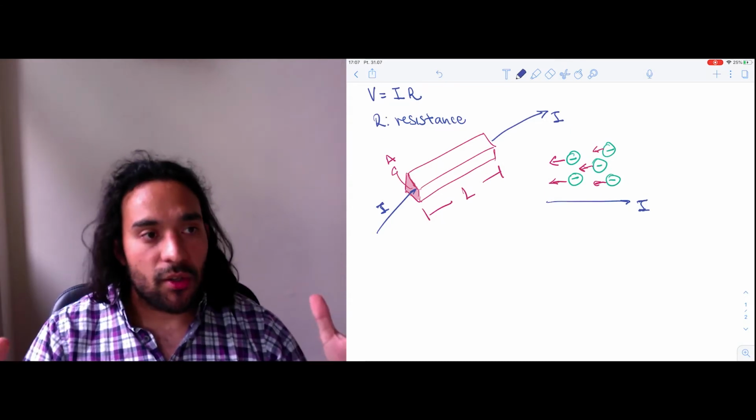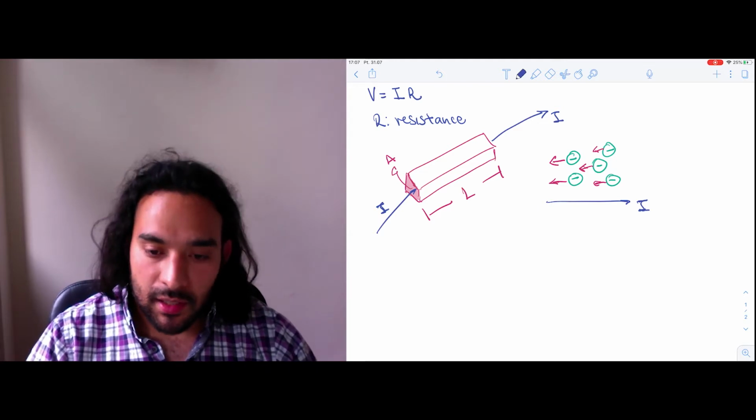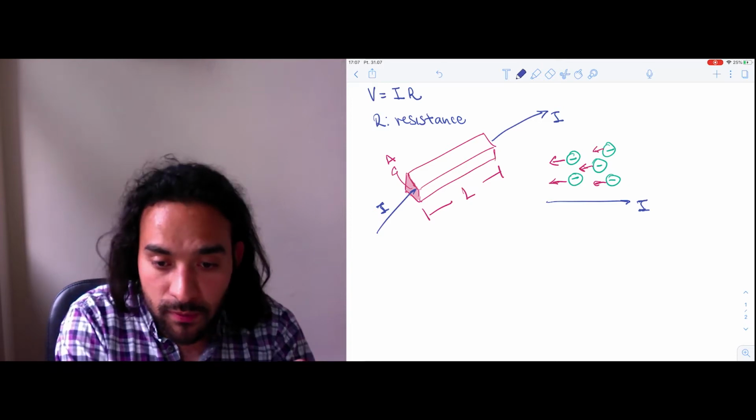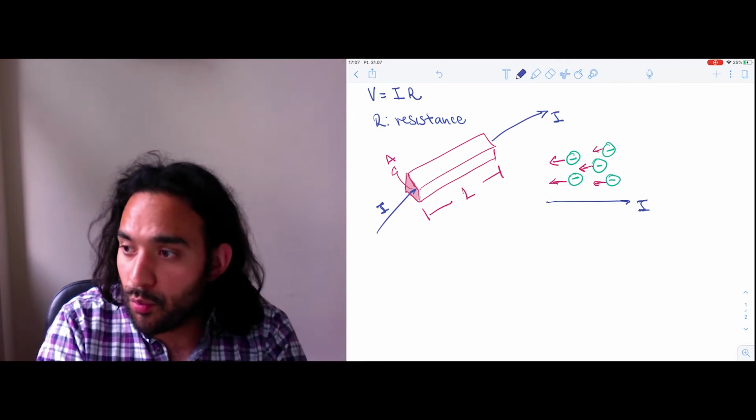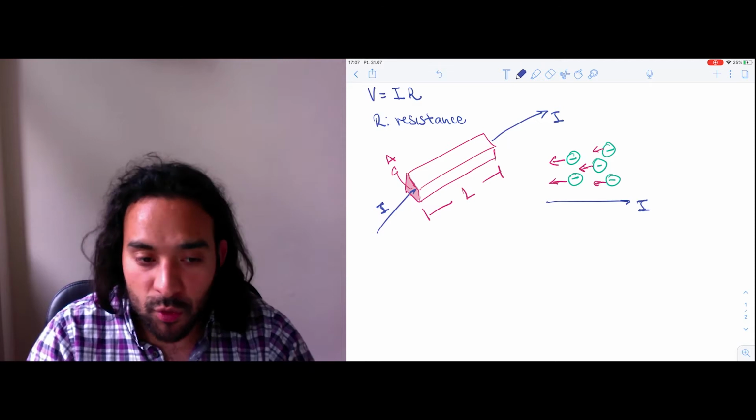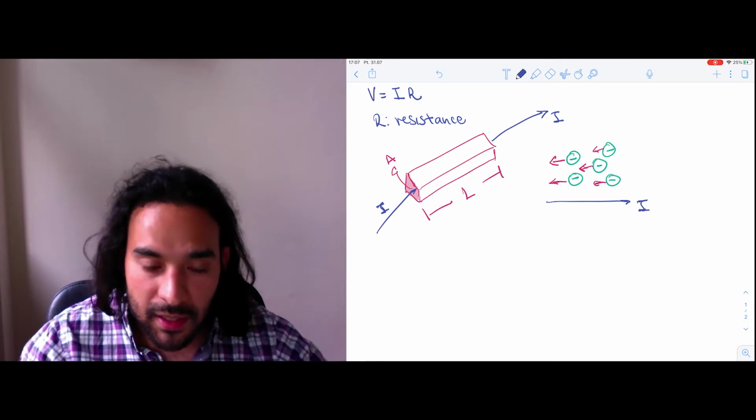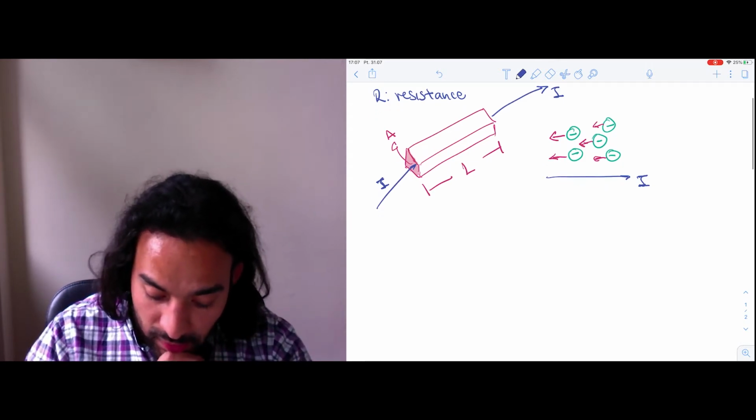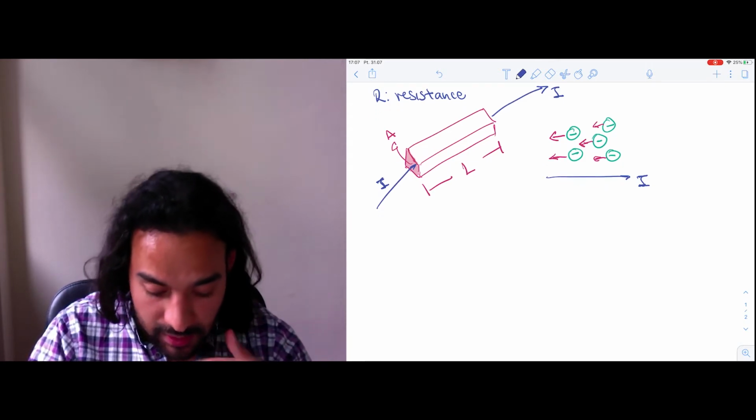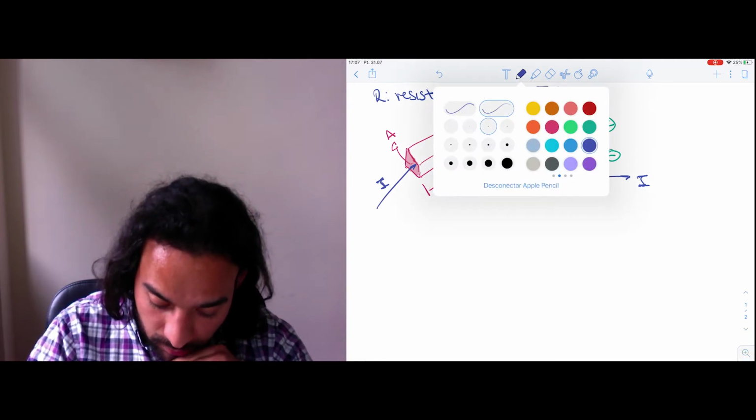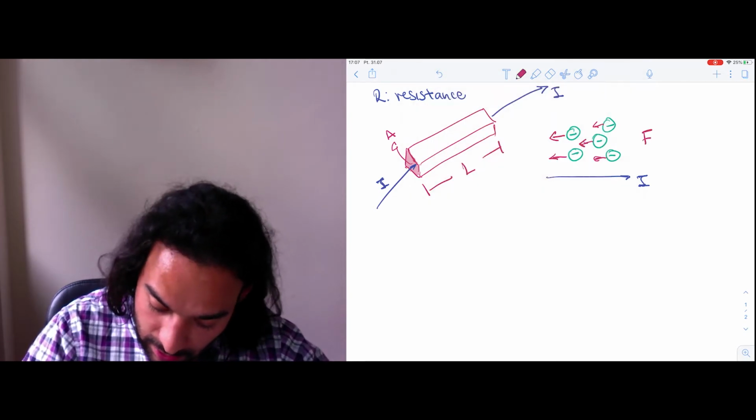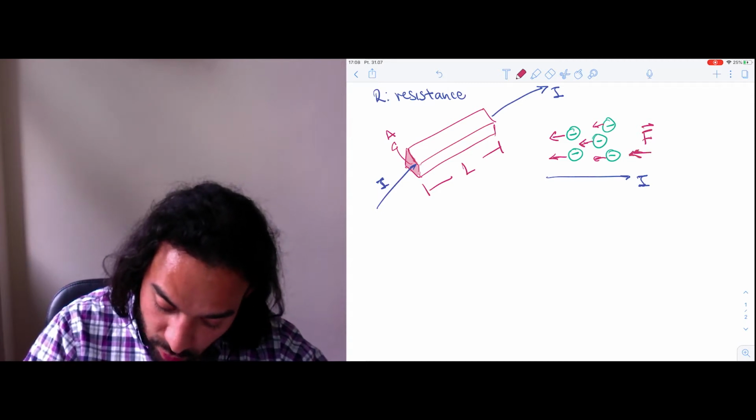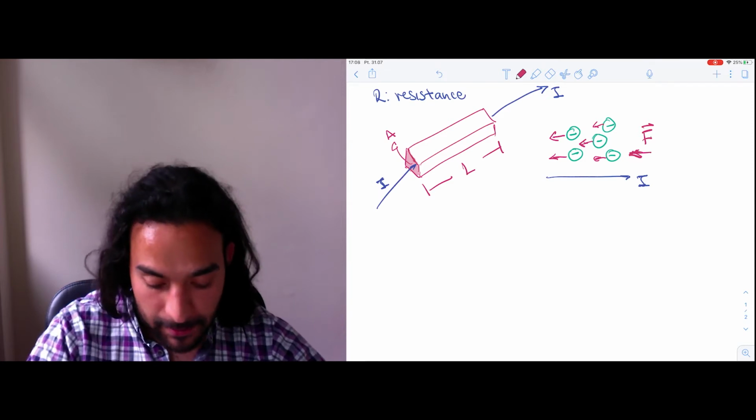Now, if we have this current in this material, it means that something is making these electrons move from one place to the other, right? Things don't move on their own. They only move because something is making them move, and this something is a force, of course. So if the electrons are moving to the left, it means there is a force that is pushing them to the left, right?